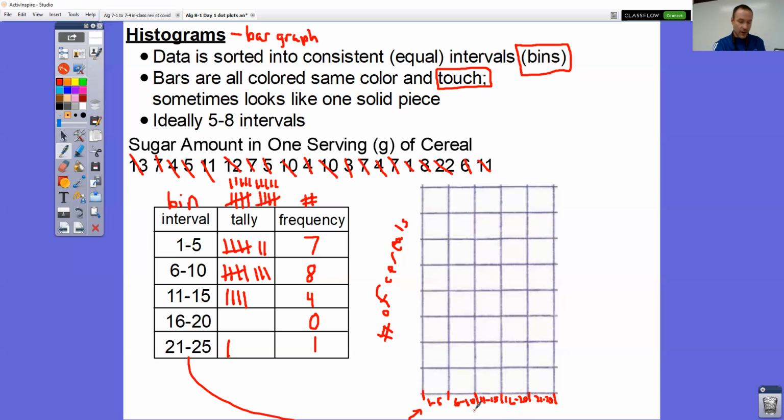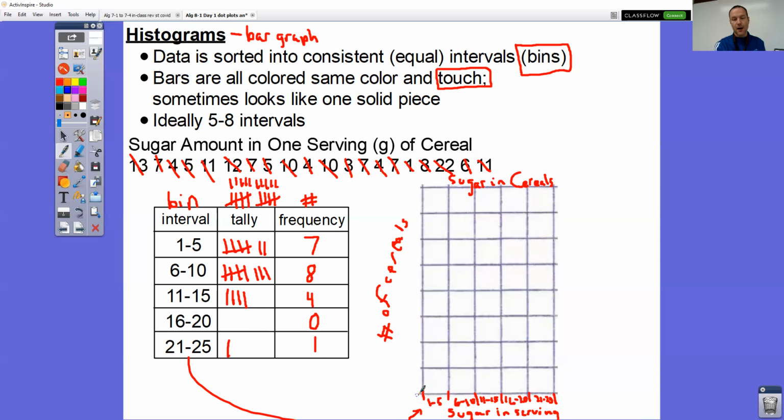We want to label what those are. All right. This is the amount of sugar. This is the amount of sugar in one serving. And every graph has to have a title as well. Let's just call this sugar in cereals. So now we're ready to make our bar graph.